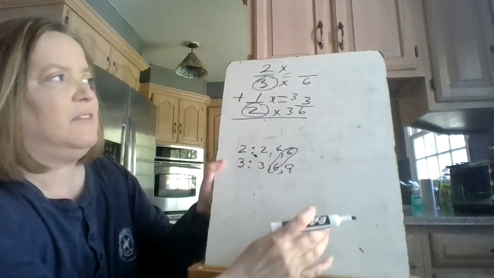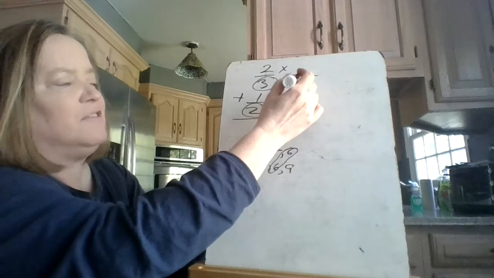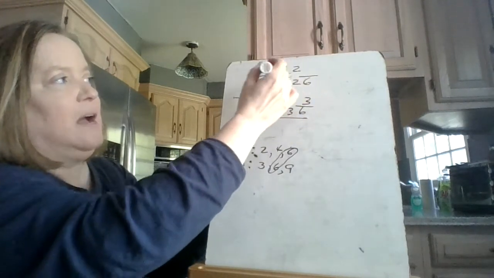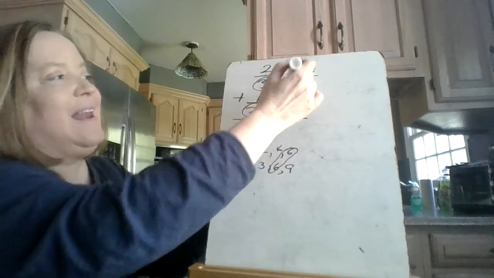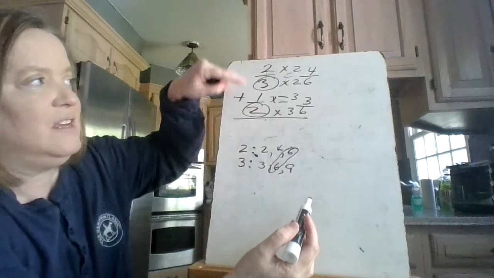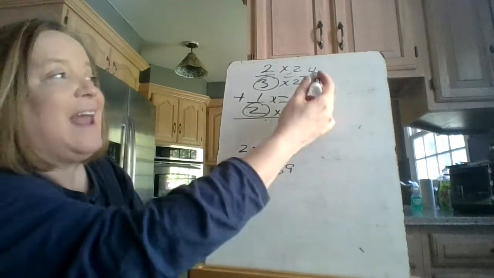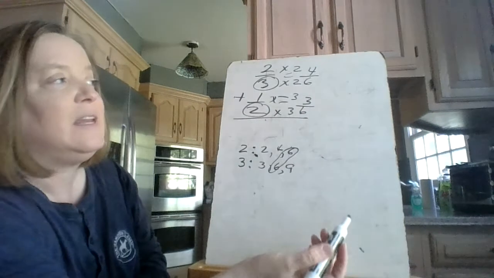Similarly, I'm going to do the same thing for thirds. So 3 times what gives me 6? 2. Whatever I do on the bottom, I do on the top. So 2 times 2 is 4. Now you can see that both of these original fractions are in sixths now. Okay, so now they have like denominators, so I can easily add them.